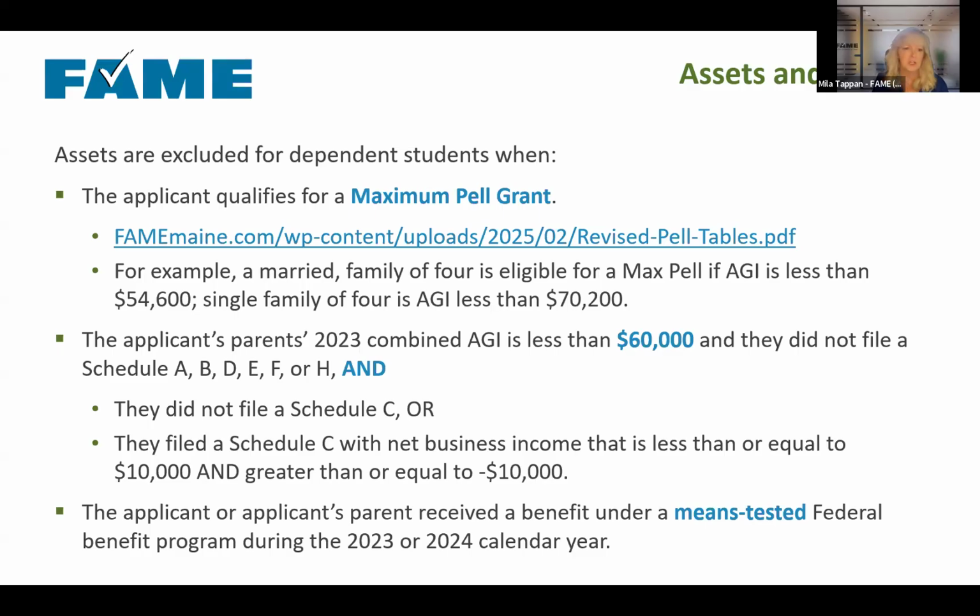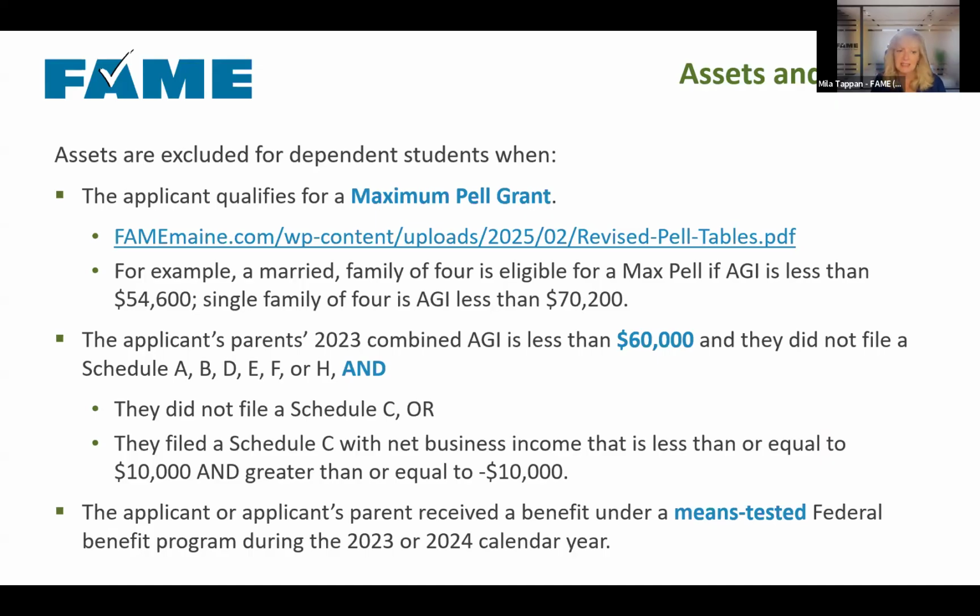So again, additional information on our website. But anyone who meets that criteria of being eligible for a maximum Pell Grant is going to find that assets are excluded. They will not even see any asset questions on the FAFSA. Some additional situations in which assets are excluded: if the applicant's parents, and this is a case of dependent students, but there's also something similar on the independent student side.